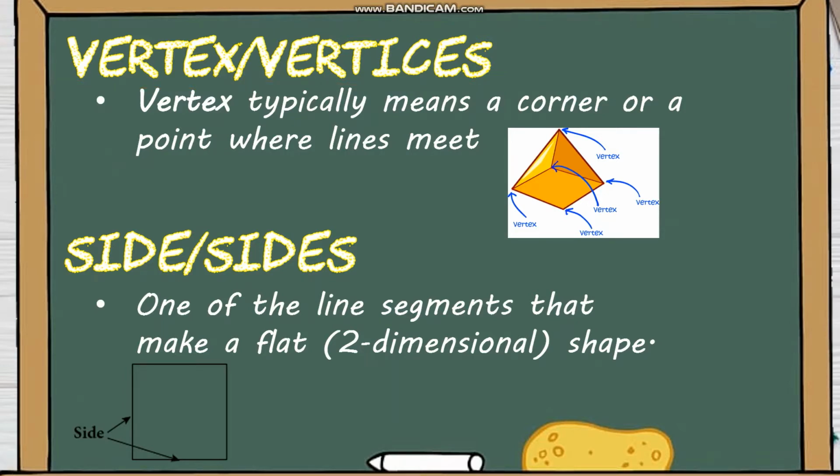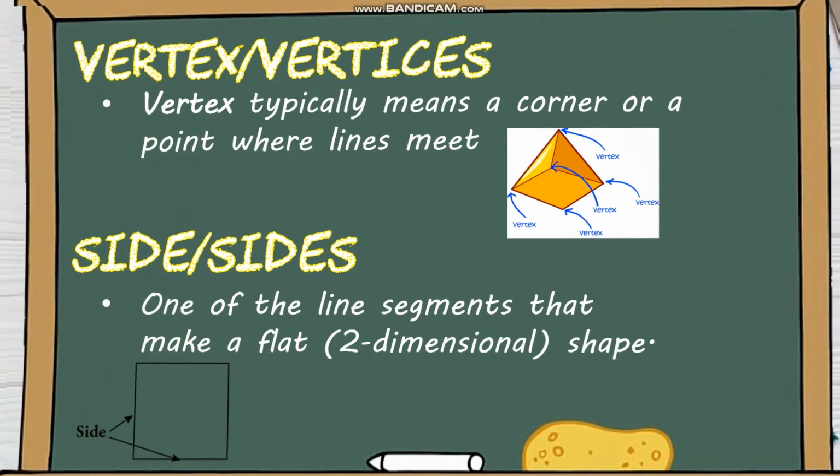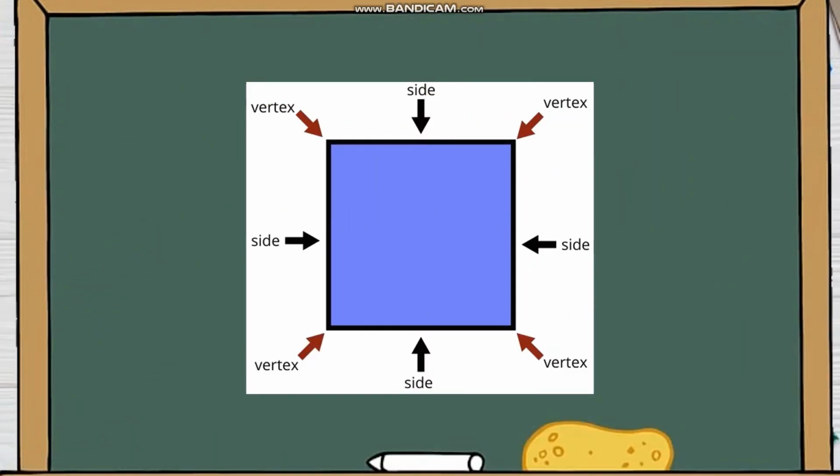Next is the side. What do we mean by side? A side is one of the line segments that make a flat shape. So we will count all the lines, and these are what we call sides. In the example given, I have a square. So let's count the number of sides. 1, 2, 3, and 4. So a square has 4 sides. These two terms are the words that you have to remember as we go through the different properties of 2D shapes. So these are the sides and these are the vertices.